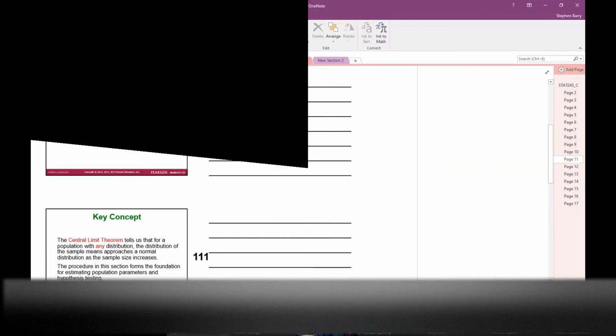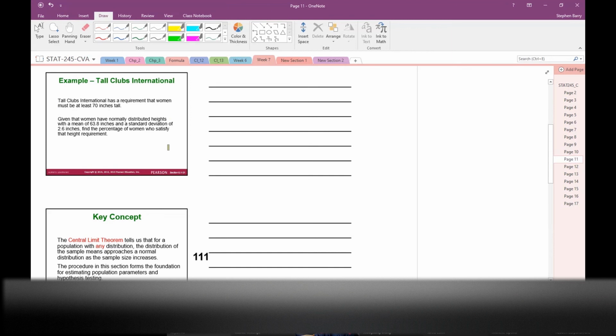And so you really want to go through and identify anything that could be important, right? So like this number here, 70, this looks important. Normal, that's good. That means we'll use Z scores, the mean, and then standard deviation. And then obviously find the percentage of women who satisfy that height requirement. So you have to be, again, maybe at least would be important here.